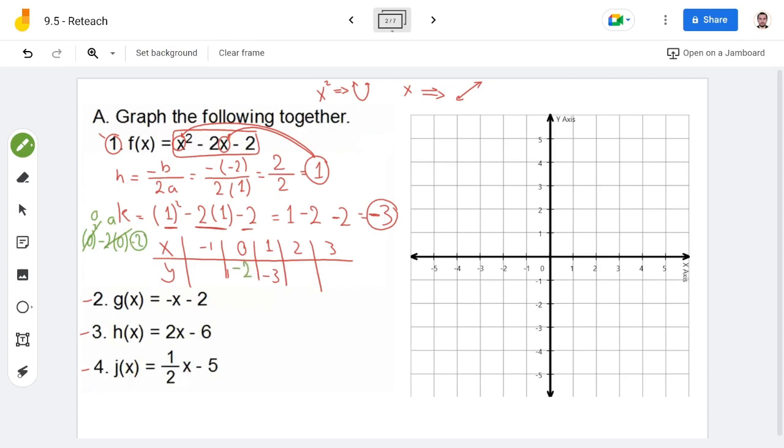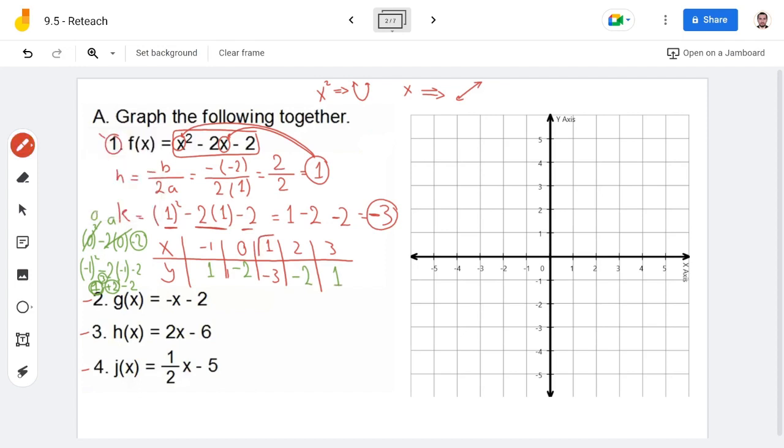Negative 2. Now let's replace negative 1. So negative 1 to the power of 2 minus 2 times negative 1, minus 2. Negative 1 squared is equal to 1. Negative 2 times negative 1 is positive 2. So 1 plus 2 is equal to 3, and 3 minus 2 is equal to 1. So now here should be negative 2, and here it should be 1. Now let's graph our parabola.